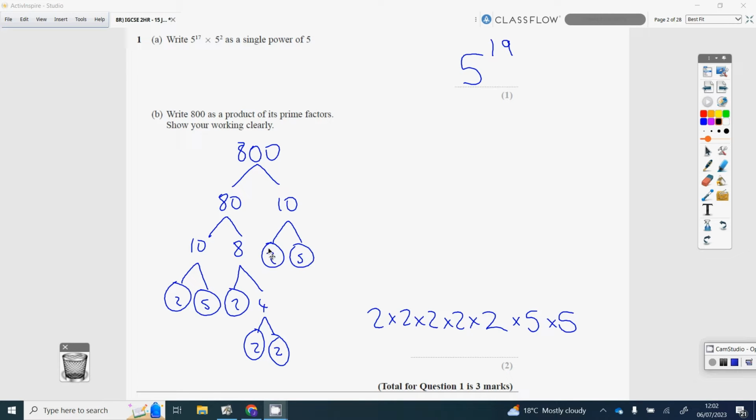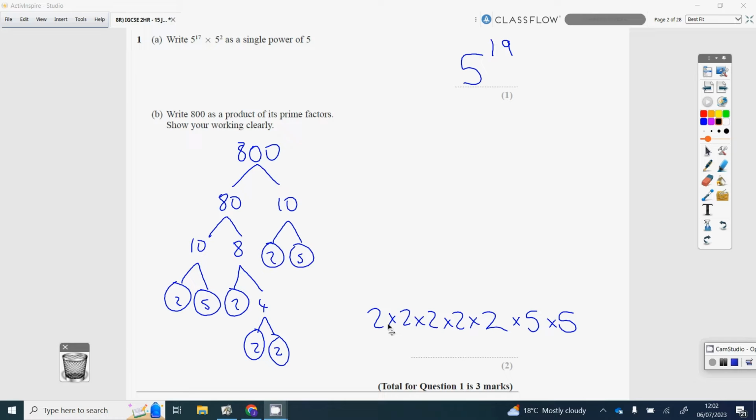Now 2 and 5 are both prime numbers, so put circles around those. We've finished with those. The 10 becomes 2 times 5, and again they're both prime, put circles around it. The 8 is 2 times 4, and we can further break down the 4 into 2 times 2. So gathering all of these up, we can see that 2's appearing 1, 2, 3, 4, 5 times, and the 5's appearing twice. So put it in numerical order.